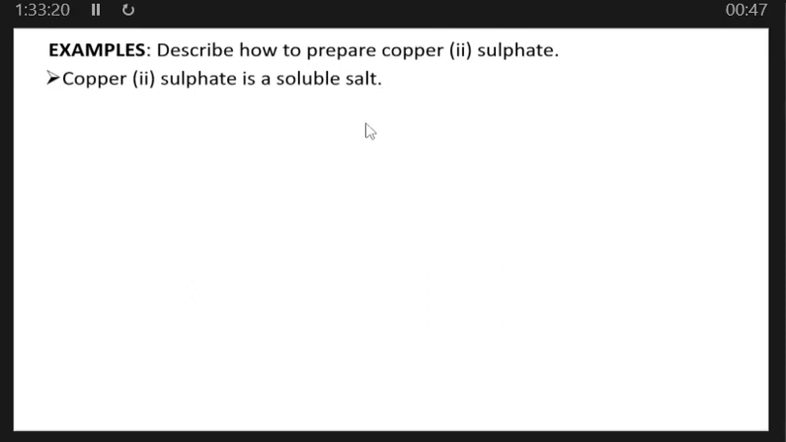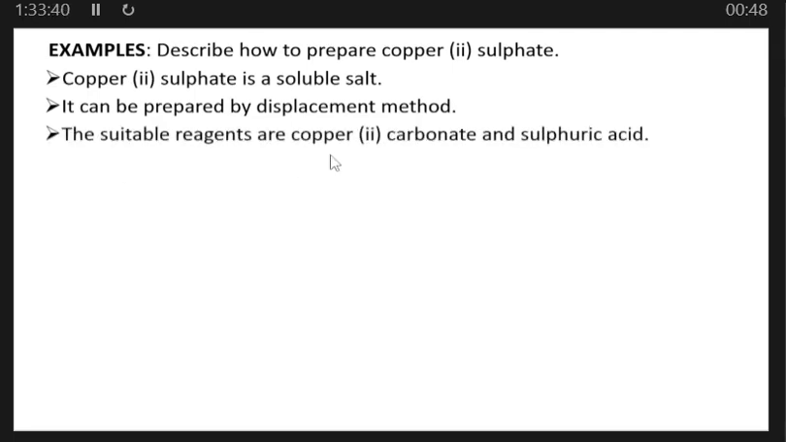We will use displacement or filter and crystallization. All right. So now the method will be a displacement or filter and crystallization. Then the suitable reagents will be these: copper 2 carbonate and sulfuric acid. Of course, I could have said copper 2 oxide or copper hydroxide. That one also would have worked. Copper 2 hydroxide, copper 1 oxide, I think, yeah, then copper 2 oxide.